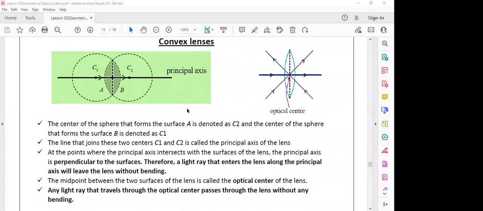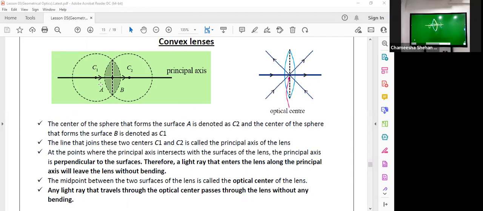Yes, sir. The center of the sphere that forms surface A is denoted as C2, and the center of the sphere that forms surface B is denoted as C1. So surfaces B and A are what I have marked with yellow and blue lines on the screen. Okay, next part.